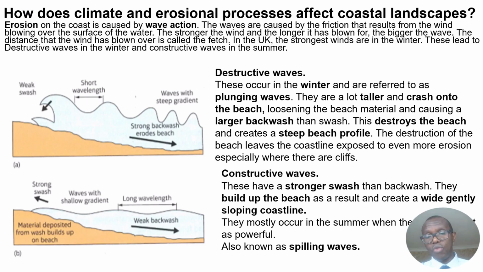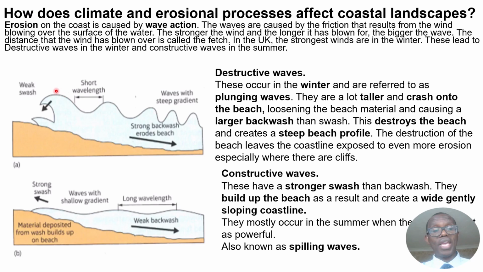So destructive waves then. These occur in the winter and are referred to as plunging waves. They are a lot taller and they will crash onto the beach. As you can see here, the wave height is actually fairly high compared to the wave height here for the summer waves, which are the constructive waves. So because of this height, when they get onto the coastline and the water becomes a lot more shallow as it approaches the coast, it makes the wave even bigger.